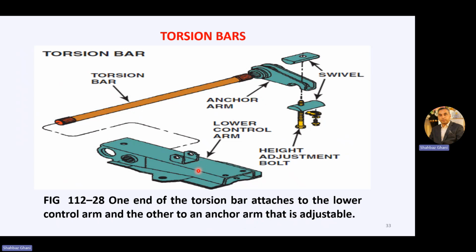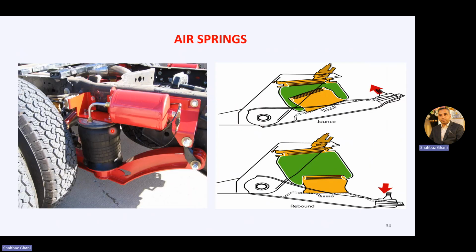This is the lower control arm of a suspension system, and this is the other end of the torsion bar, which is attached to the frame. So this is the height adjusting bolt, anchor arm, and torsion bar arm. The last one is the air spring, which is used in some of the suspension systems.